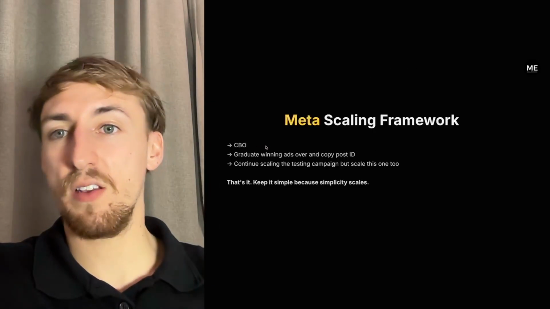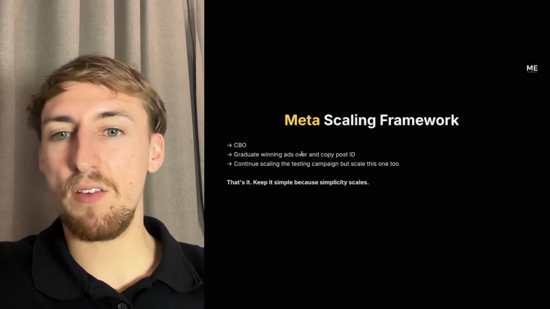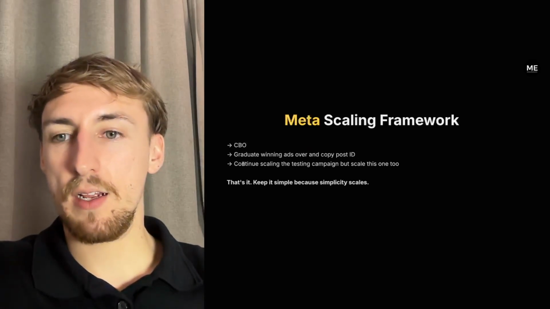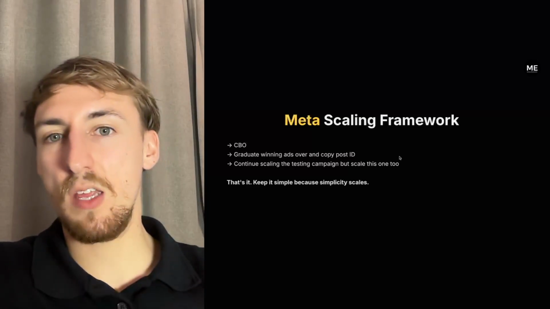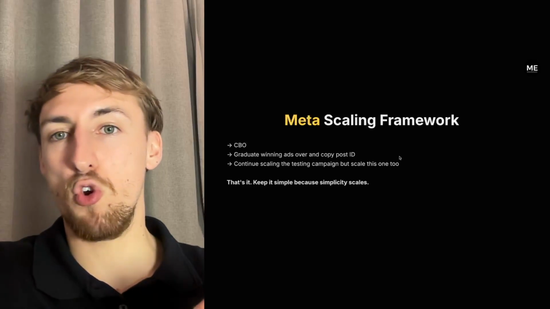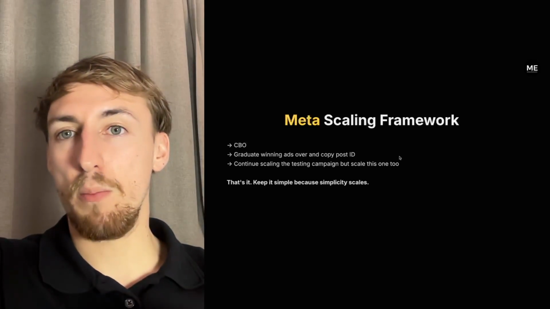Some people use Advantage Shopping Plus campaign, which is cool as well. Graduate the winning ads over and copy the post ID. Continue scaling the testing campaign, but scale this one too. Now, in the CBO, you can use one ad set, or you can group ad sets by products if you've got multiple SKUs or you've got multiple collections.